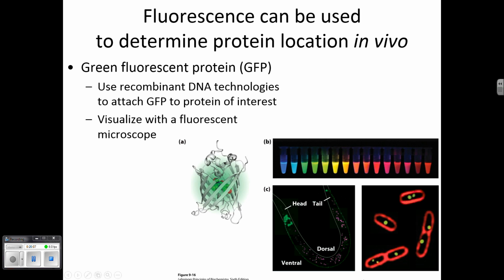This is a worm. And what we would do is we would take the piece of DNA we're interested in and produce a recombinant piece of DNA that has a protein tag to it for fluorescence. Then just insert that into the organism, see where it binds, and then it's going to fluoresce in the area where the DNA is located.